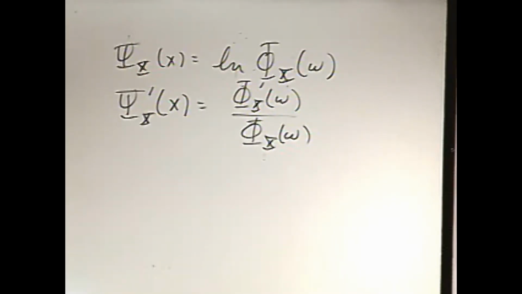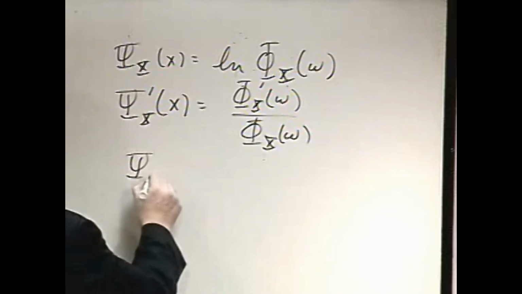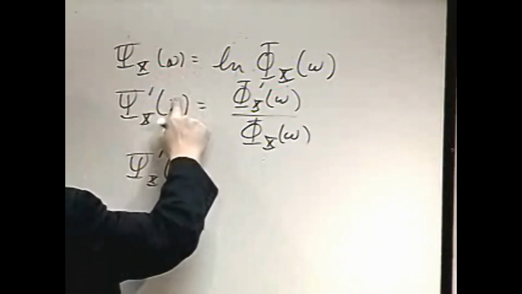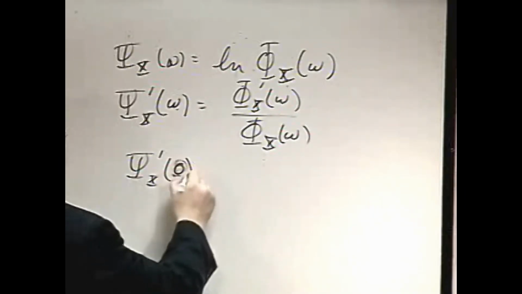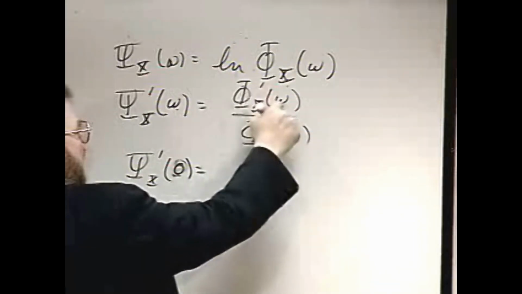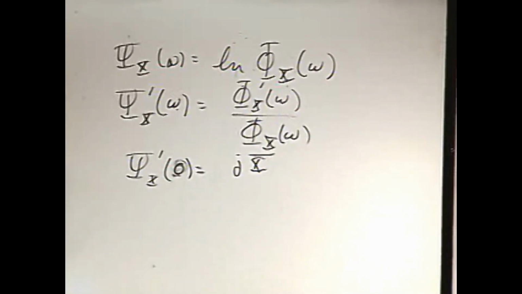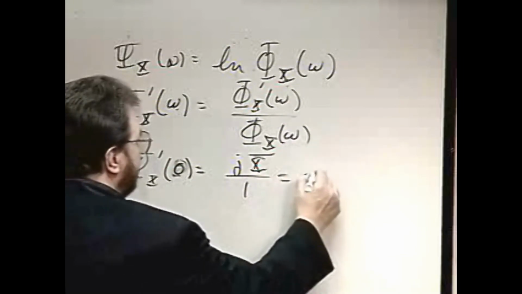Go back and look at your derivative of logs, please. And anyway, if we look then at the second characteristic function, evaluate, this should be omega, by the way. If we evaluate this at omega equal to 0, we get phi sub x prime at 0, which we've already established as j times the expected value of x, right? In the numerator. And the denominator, what do we get? 1, so it's equal to j x bar.